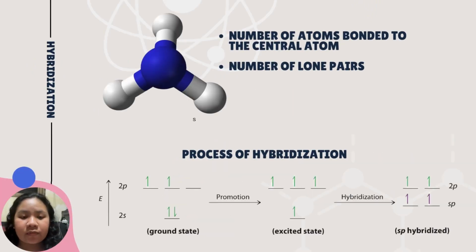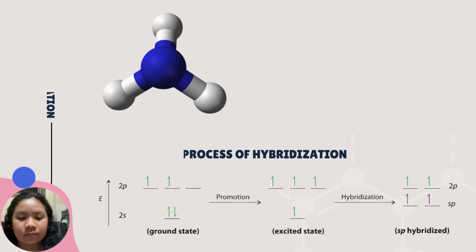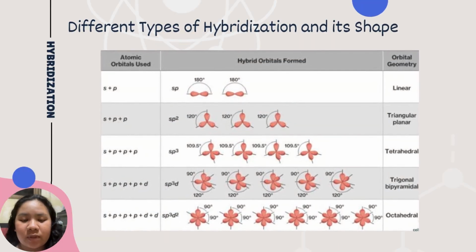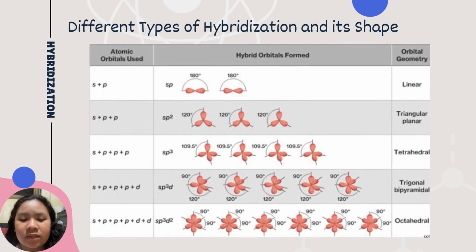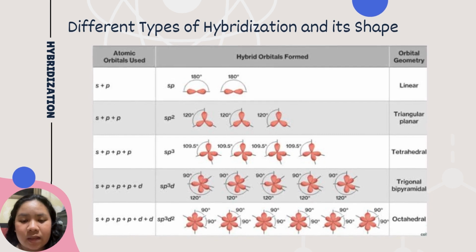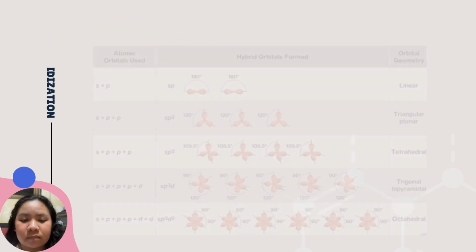Generally, we can classify the type of hybridization by combining the number of atoms bonded to the central atom and the number of lone pairs. The process of hybridization includes the promotion of electrons from the ground state to the excited state and forming the hybridized orbital. There are different types of hybridization. The five common hybridizations include sp, sp2, sp3, sp3d, and sp3d2 hybridized orbitals. So let us define each type.